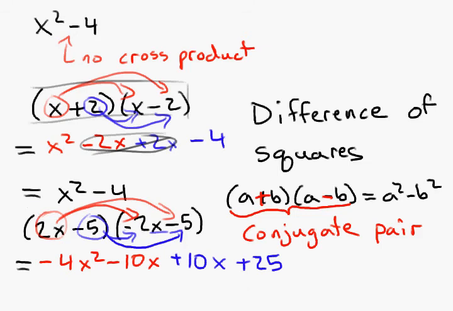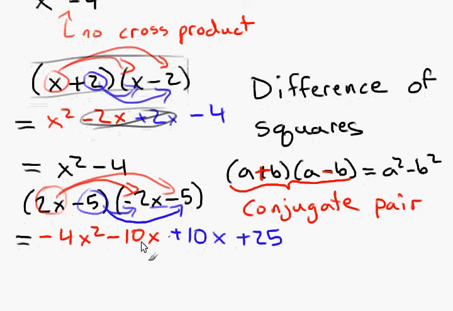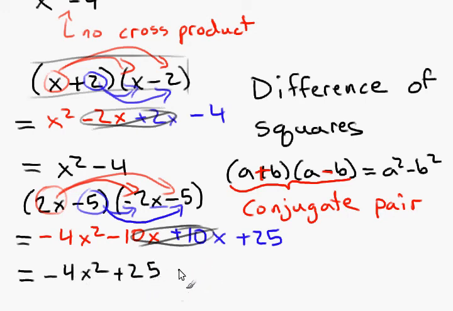25. So the simplification here is this is equal to minus 4x squared plus 25, or if we want to look at it as a difference, we'll just change up the order. Yeah, so it's still a difference of squares.